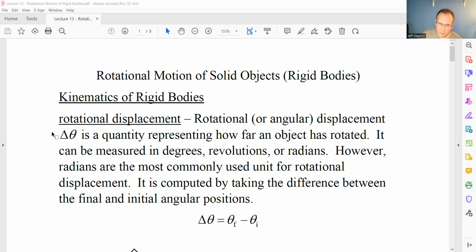Now, to compute delta theta, it's simply equal to the final angular position minus the initial angular position. So you can think of it as theta final minus theta initial. This is analogous to when we were talking about one-dimensional motion, right? When we had delta x, the change in position was x final minus x initial, final position minus initial position. It's exactly the same thing, except instead of linear positions, we're talking about angular motion. So it's a change in angle instead of a change in position.